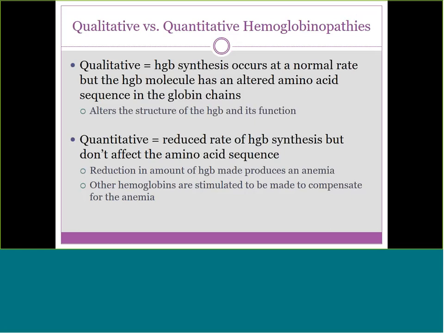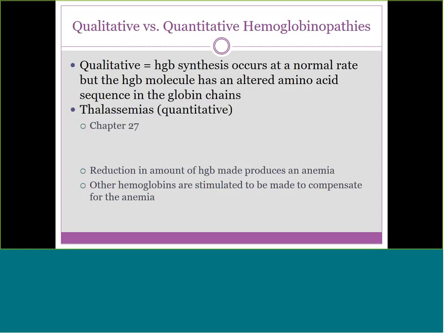A quantitative is just like it sounds. It's involving an amount, a quantity. So the way that you're making the hemoglobin molecule is okay, but you're not making enough of it. It's a lack. So what it says here, a reduced rate of hemoglobin synthesis. The amino acid sequence is fine, everything there is okay, but you're just not making enough. So that is the 2 broad categories.